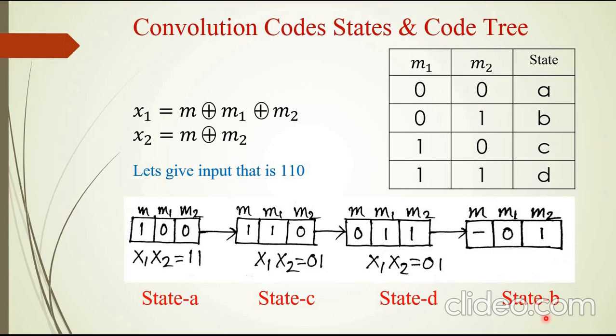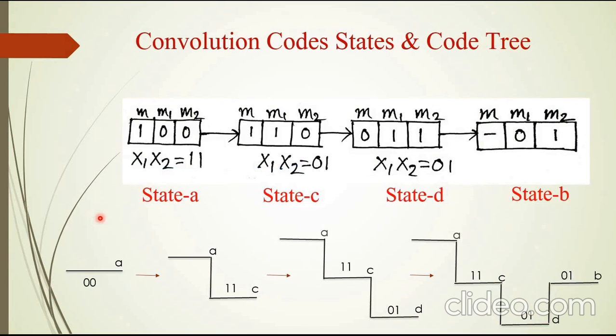Now let us have a code tree based on this. In this example the input is 1, 1, 0. Now see, as I have told you, initially it is in state A, so it means initially it is in 0, 0. So it is there in state A. Let us make a horizontal line in state A. At the end of this line, we have to mention A, the reason being that we are in state A.